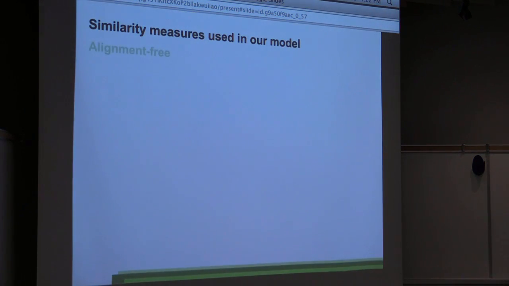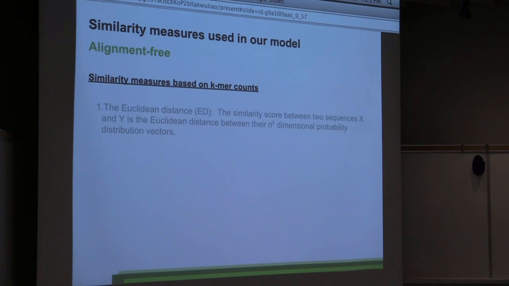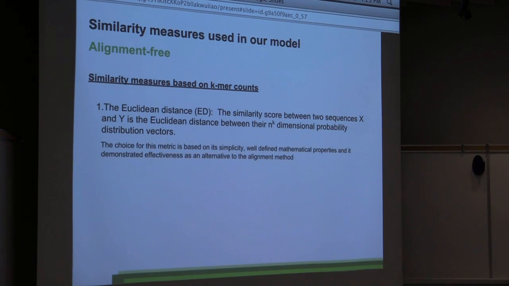What are the similarity measures that we're using in our model? They can be separated into two, the alignment-free and the alignment-based ones. For the alignment-free ones, those based on k-mer counts, we're using the Euclidean distance. We count the k-mers in sequence X and sequence Y, and this forms a Euclidean space, and we look at the distance between these two vectors and calculate the distance between the two sequences. The choice of this metric is based on its simplicity, well-defined mathematical properties, and the fact that it was already used as an alternative to alignment-based methods.